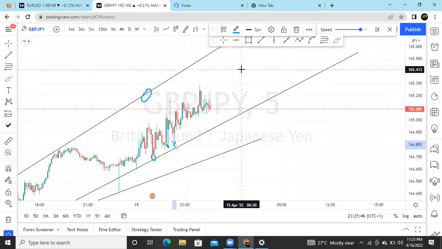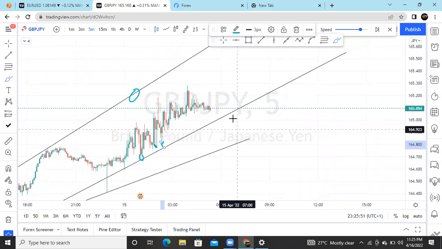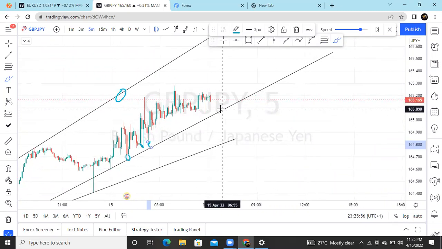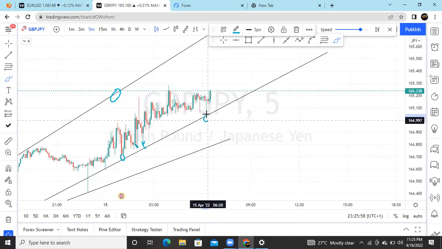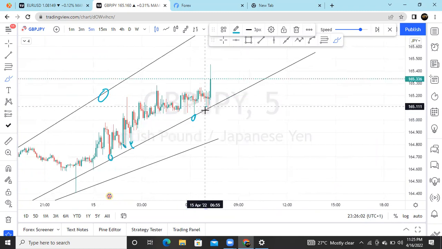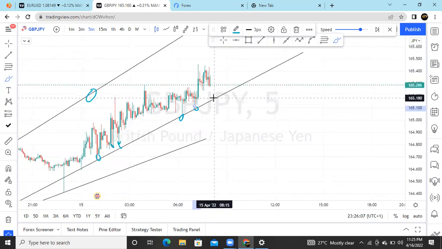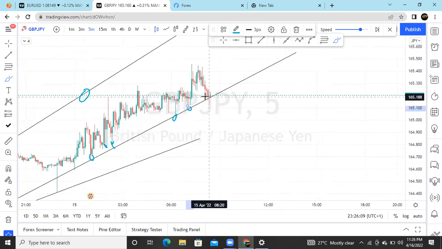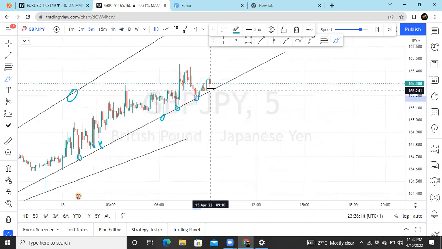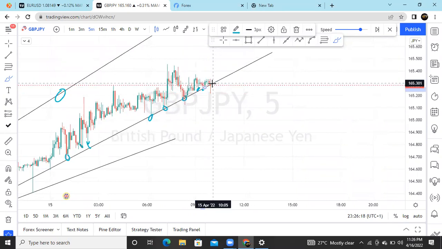I'll wait. That's 4 trades. This will require patience. 5, 6, 7, 8, 9, 10.